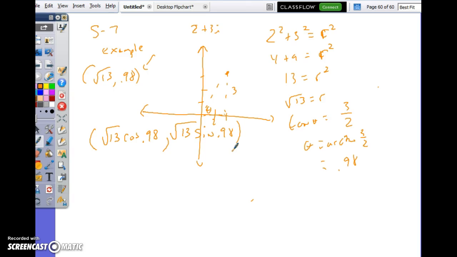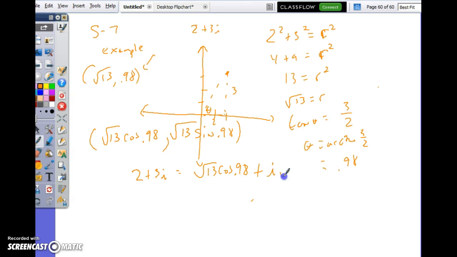Hey guys, let's say I wanted to write this in a different form. Let's say I wanted to write 2 plus 3i, but I wanted to write it using, I don't know, r and theta. How could I write that? Well, I could, right? You could write it as root 13 cosine of 0.98, correct? Plus, I need the i though, right?